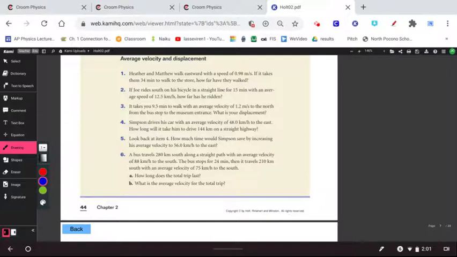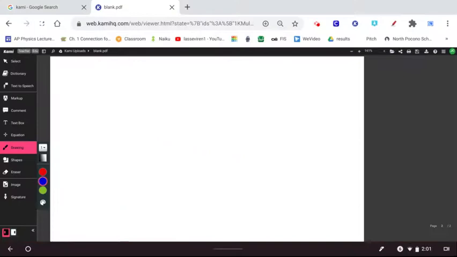Okay, so our next question, number 4, says Simpson drives his car with an average velocity of 48 kilometers per hour to the east. How long will it take him to drive 144 kilometers on a straight highway? So the velocity is 48 kilometers per hour east, and the displacement is 144 kilometers, and we're looking for time.